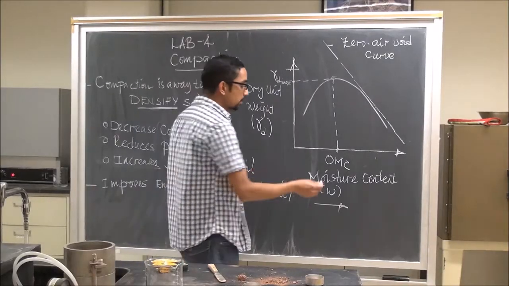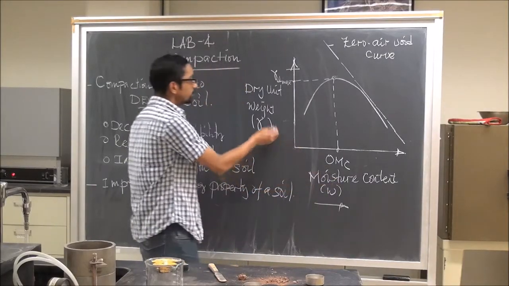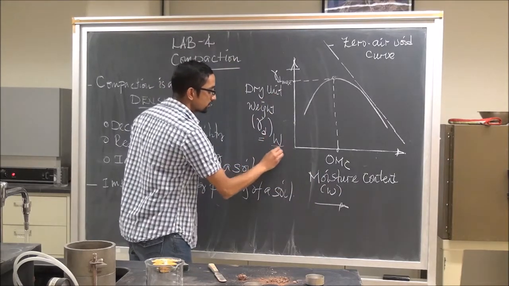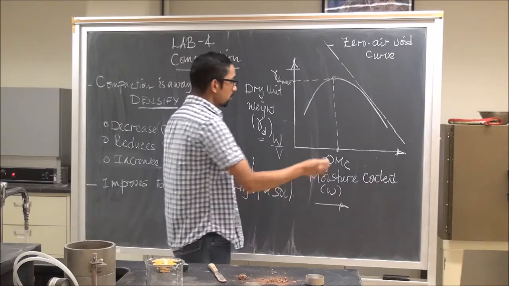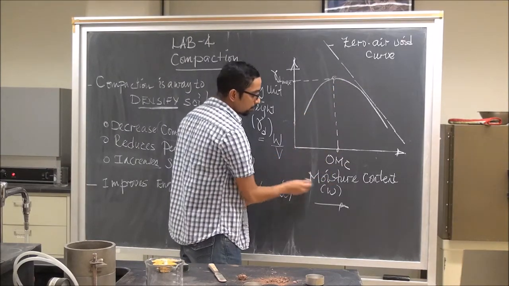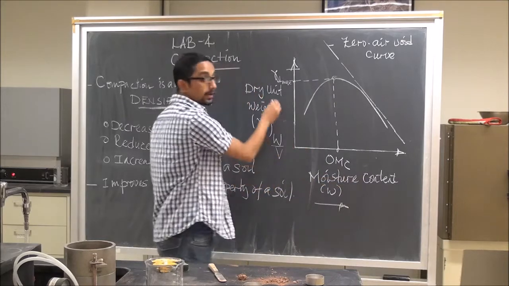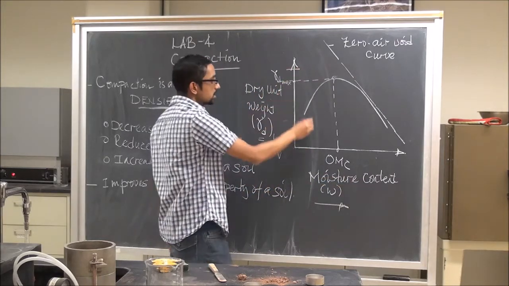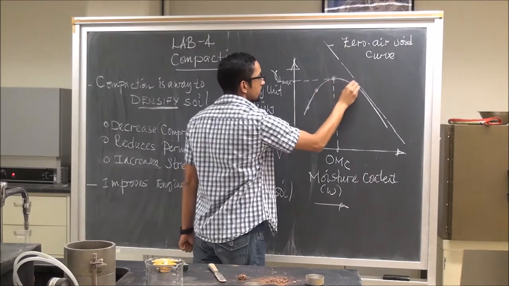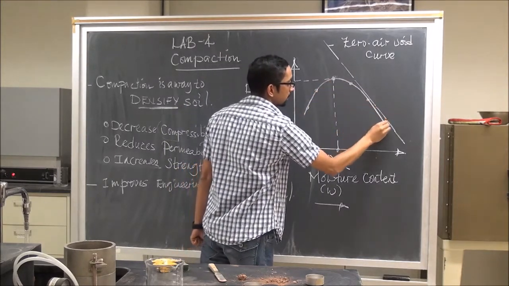So since we calculated the moisture content and dry unit weight, which is weight of soil over volume of soil, we can plot a graph which looks similar to this. So you plot moisture content on x-axis and dry unit weight on y-axis. So as you keep on plotting these points, your graph should look something like that.